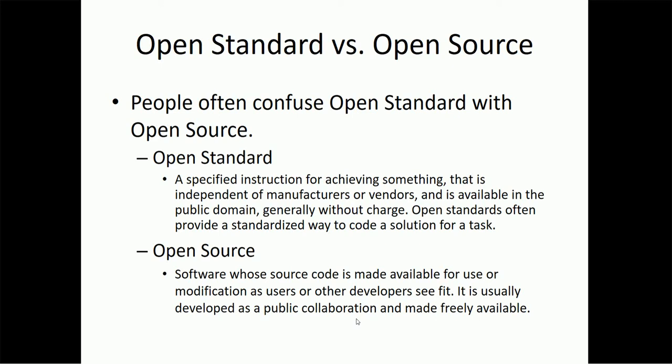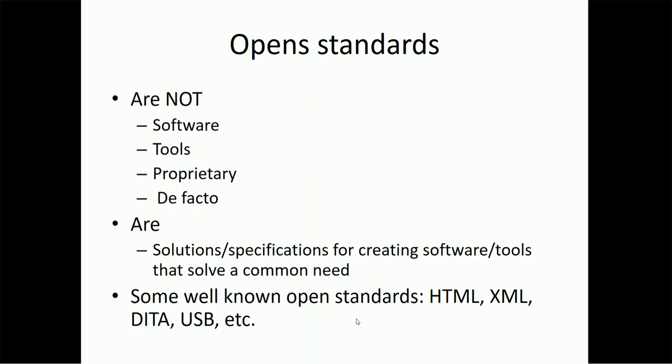Open standards often provide a standardized way to code a solution for a task. Open source, on the other hand, is the application, often, of that open standard. It's usually software whose source code is made available for use or modification as users or other developers see fit. It is usually developed as public collaboration and made freely available. So let's test that out with the things that we're talking about.